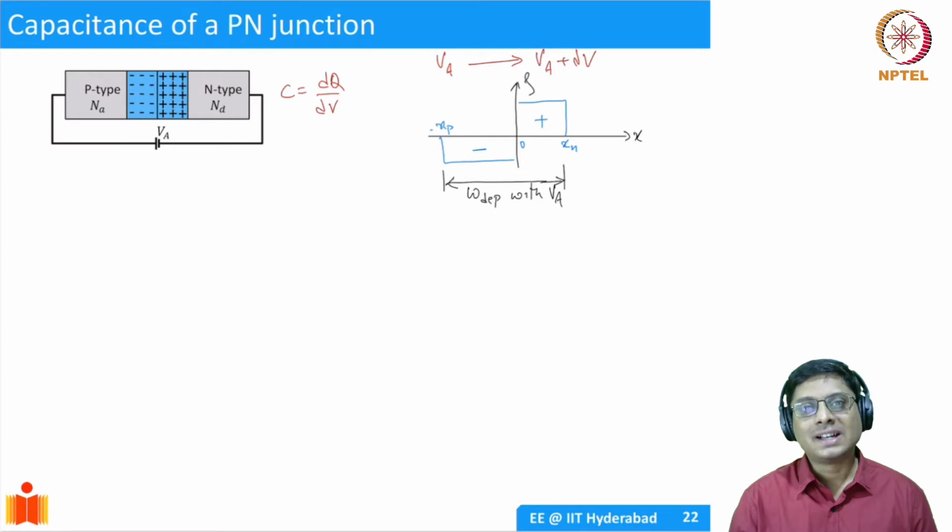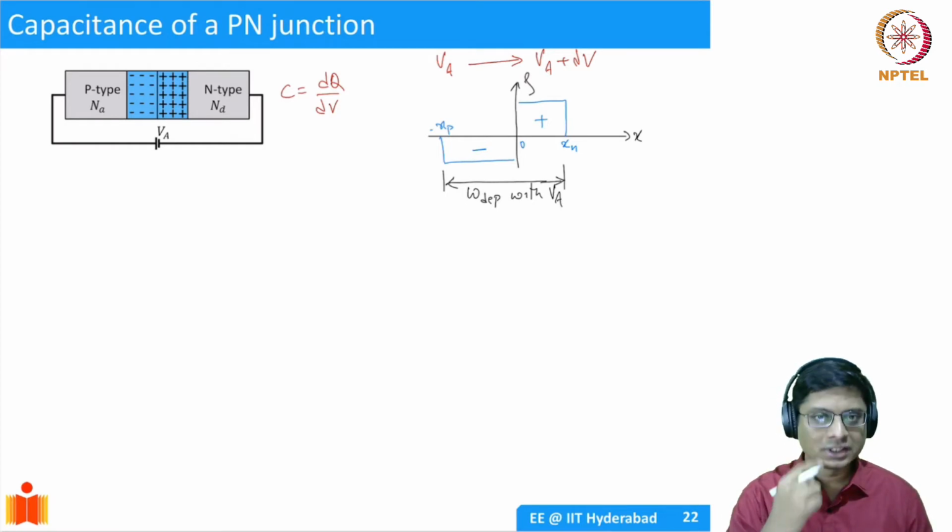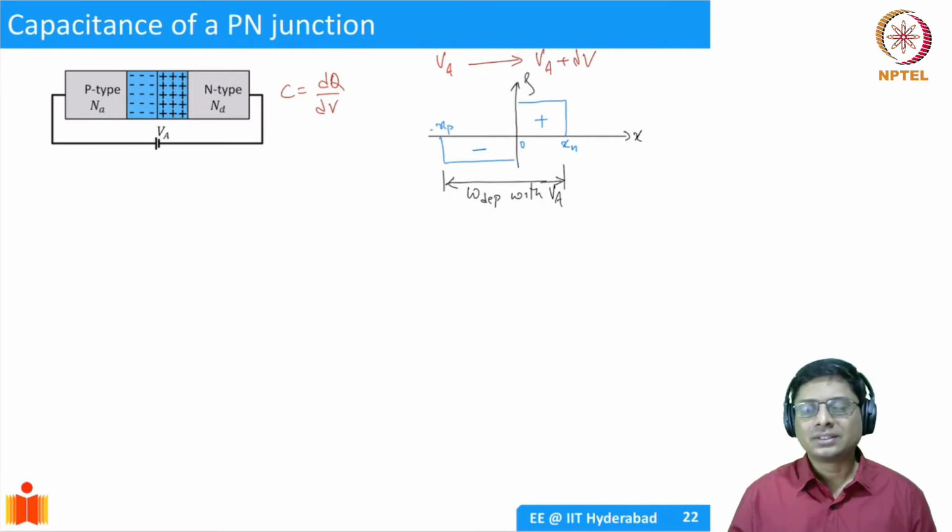Now I'll change my voltage. I'll make it VA plus delta V. What do you expect? Let's say it's increasing. We understand that we are applying reverse bias, so we are having a larger reverse bias. So what do we expect? We know that the depletion width increases. Why should it increase? Well, essentially the external terminals are going to draw the carriers out, because of which the space charge has to increase, right?